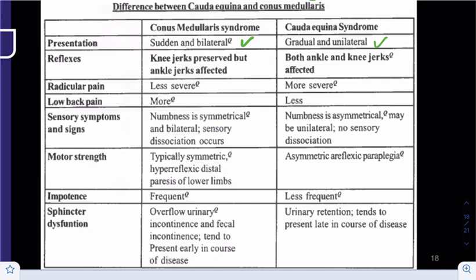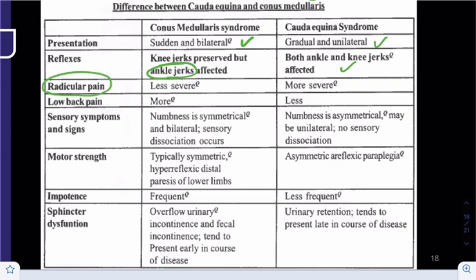And in conus medullaris, it is only the sacral part of the spinal cord which is commonly affected. That is the reason why the knee jerk will be normal, because the root value of the knee jerk is from your lumbar nerves. Whereas the ankle jerk will be your sacral. So the ankle jerk is lost in case of conus medullaris. But in cauda equina, both lumbar and sacral spinal nerves are affected. So both ankle and knee jerk are affected.